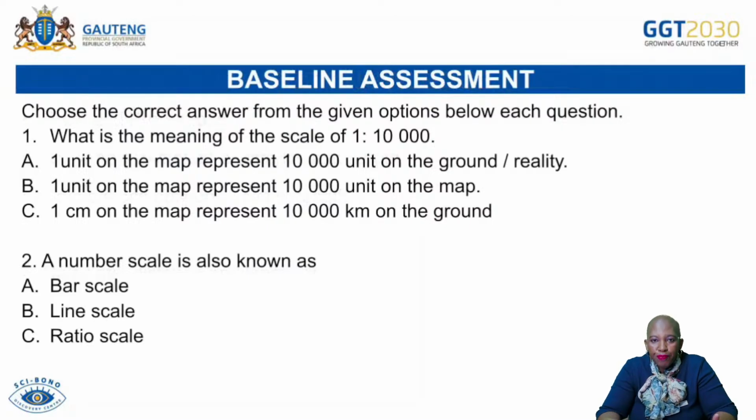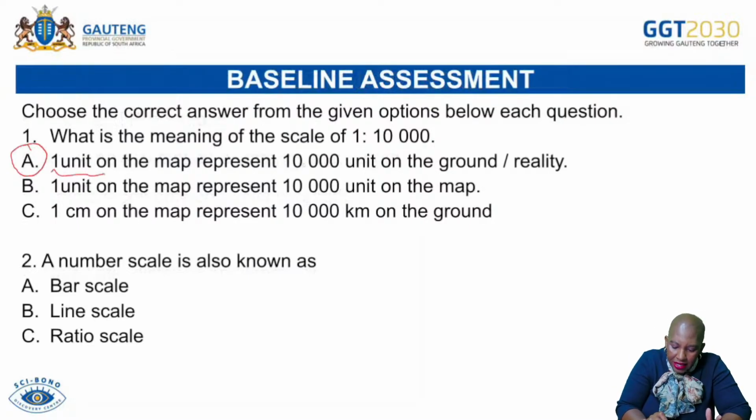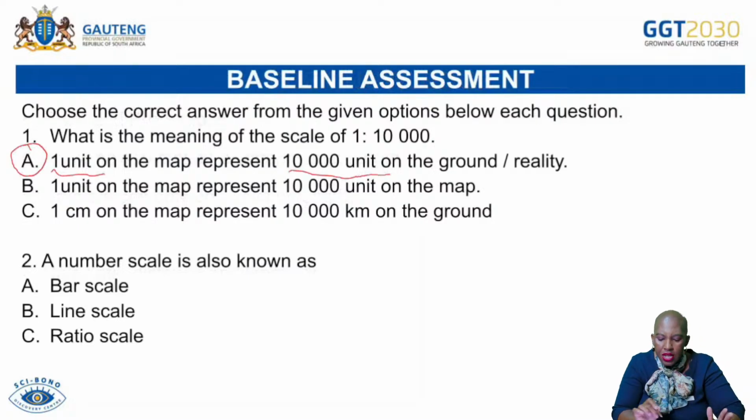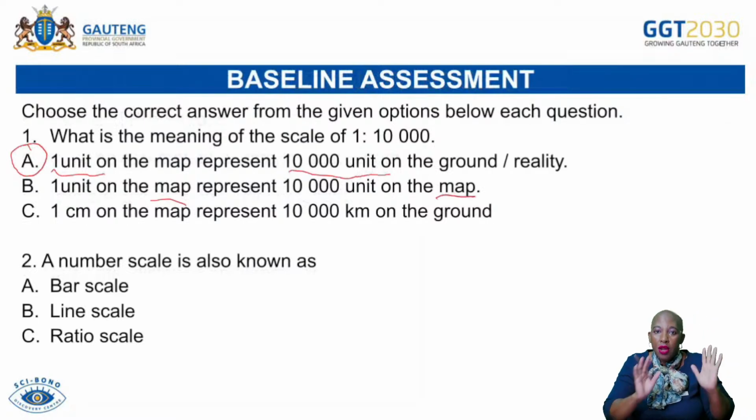So boys and girls, I hope you have selected the correct answer. What is our correct answer? I know you are raising your hand and even your teacher is aware. Teacher, please point one of the letters there. Did they say the answer is A? Very true. Yes, the correct answer is A, because here we are saying 1 unit on the map represents 10,000 units on the ground or in reality, not map to map. Remember, on the map it's on paper.